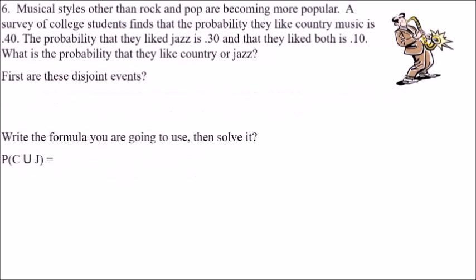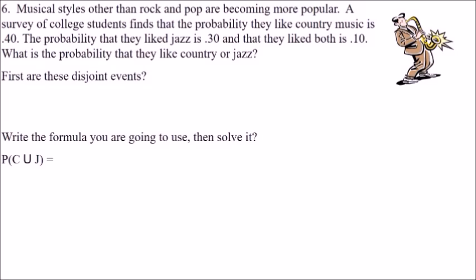Let's see, number 6. Musical styles other than rock and pop are becoming more popular. A survey of college students finds that the probability they like country music is 0.40. The probability they like jazz is 0.30. And that they like both is 0.10. What is the probability they like country or jazz?